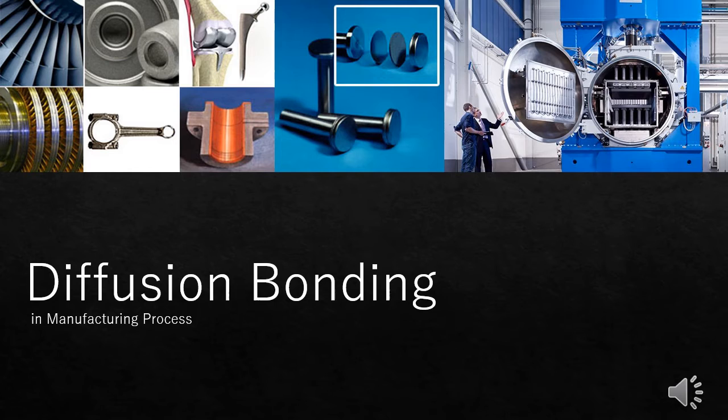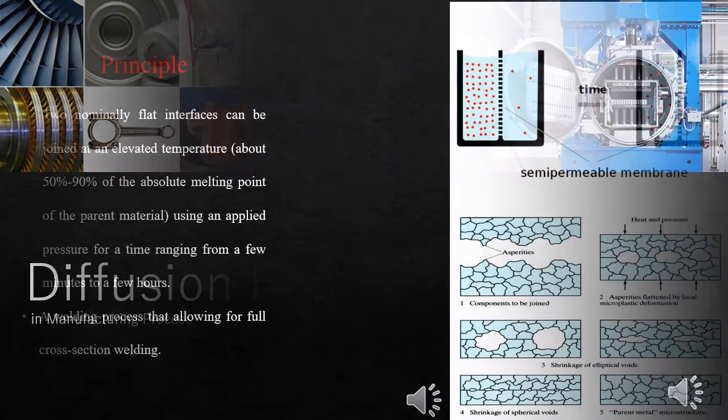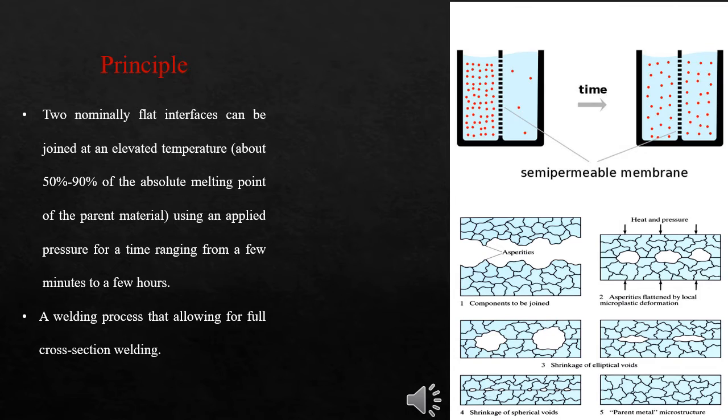Diffusion bonding is one example of this type of welding. The principle of diffusion bonding is a solid-state joining process between two metals in such a way that the microstructure and mechanical behavior of the bond becomes identical to the parent materials.